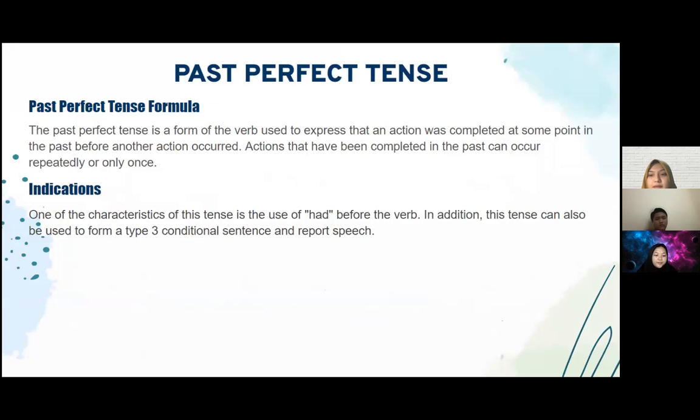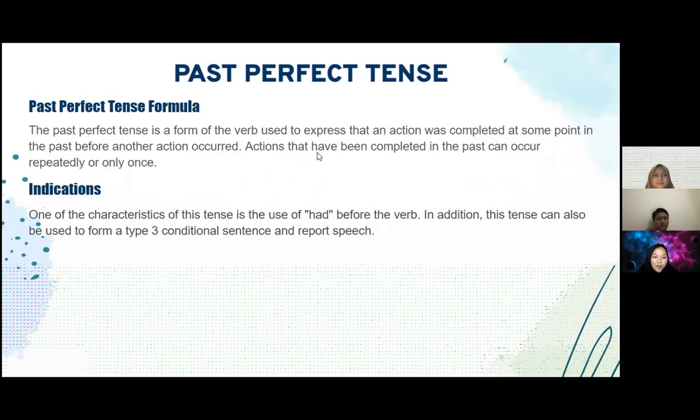Okay, maybe the next sentence will be explained by Salma. Thank you. Yeah, thank you. And now, past perfect tenses.